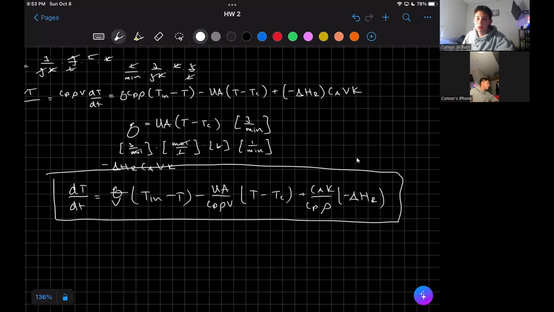So now what we're going to do is go into Python and get this coded so we can plot these expressions and change the coolant temperature just to see how that affects the dynamics of the system. So let's get into Python.